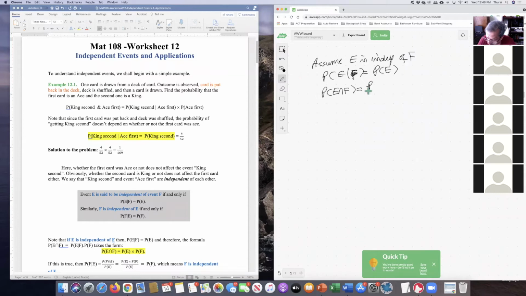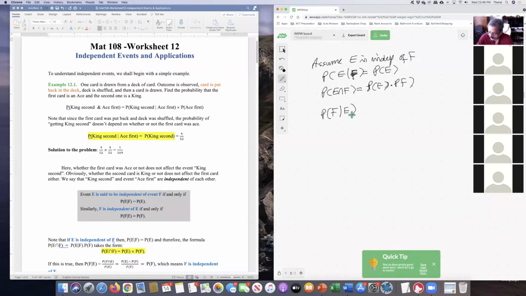So I just showed you why it takes the form probability of E times probability of F. The multiplication rule takes that form because E is independent of F. Now the next thing I want to show is F is independent of E. To show that, I need to show probability of F given E is the same as probability of F. That's what I need to show.